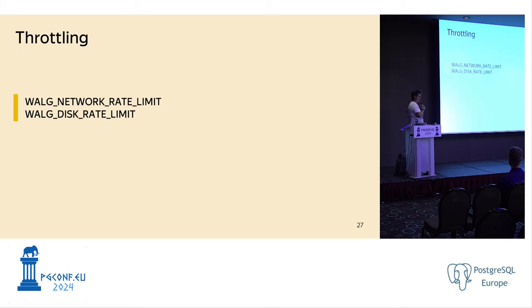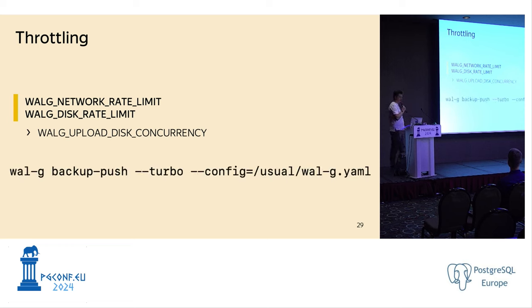We have throttling. So you want a backup that is not interfering with your normal workload. To do so, you can specify how many bytes a second are passing through your network interface and disk interface. But it's not always necessary. If you want a really fast backup, you can just specify a turbo option that will disable all the throttling. In some cases, you need to do it, and even if you have well-configured limits in your config file, you can override them with one command line argument.